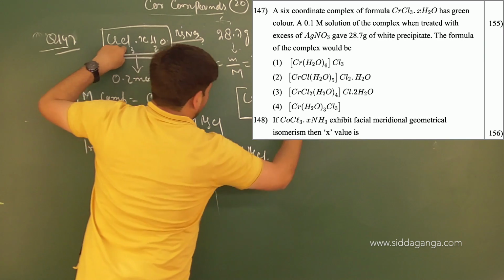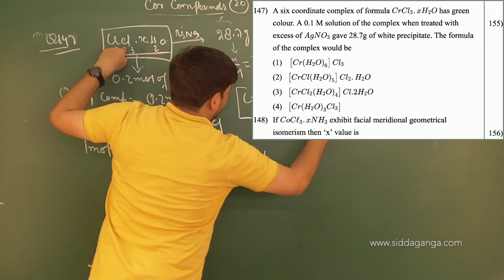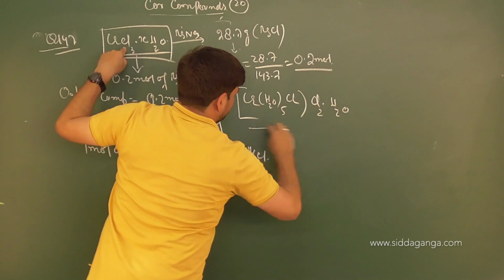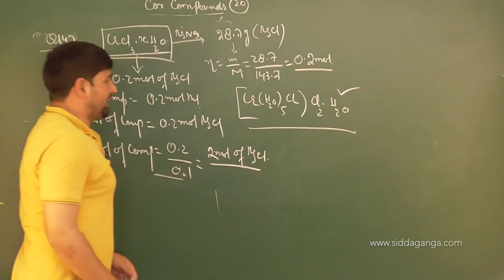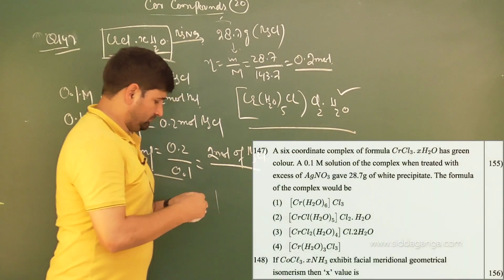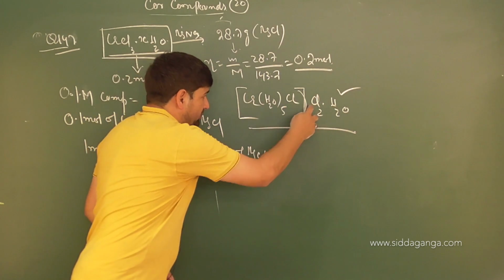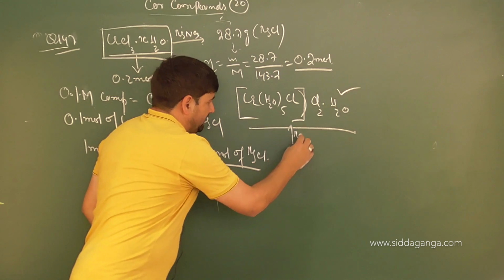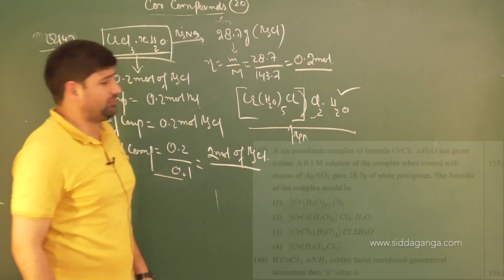1 chlorine will be inside and 2 chlorines are outside, along with the water molecules. This will be the answer to the question: [Cr(H2O)5Cl]Cl2. When you treat this with AgNO3, definitely you will get 2 moles of AgCl.